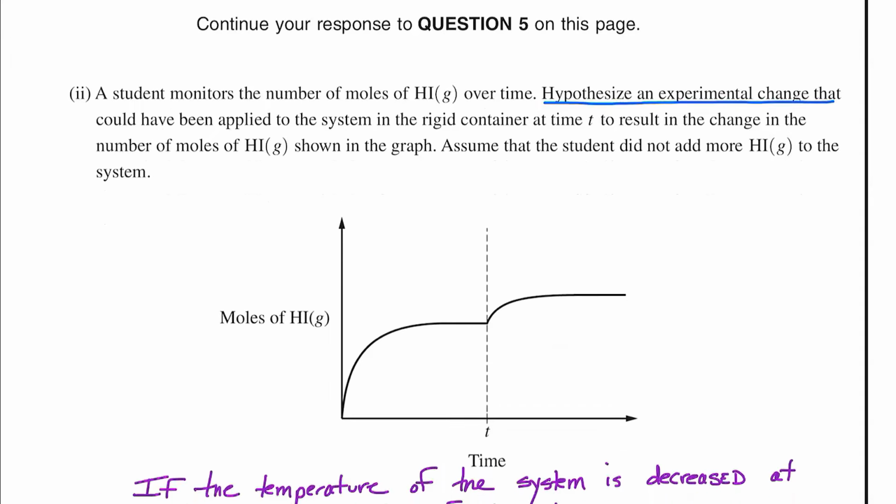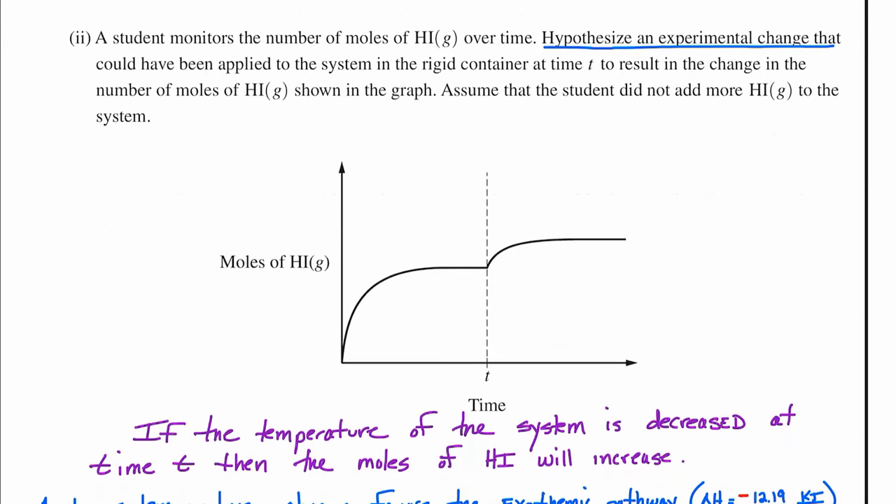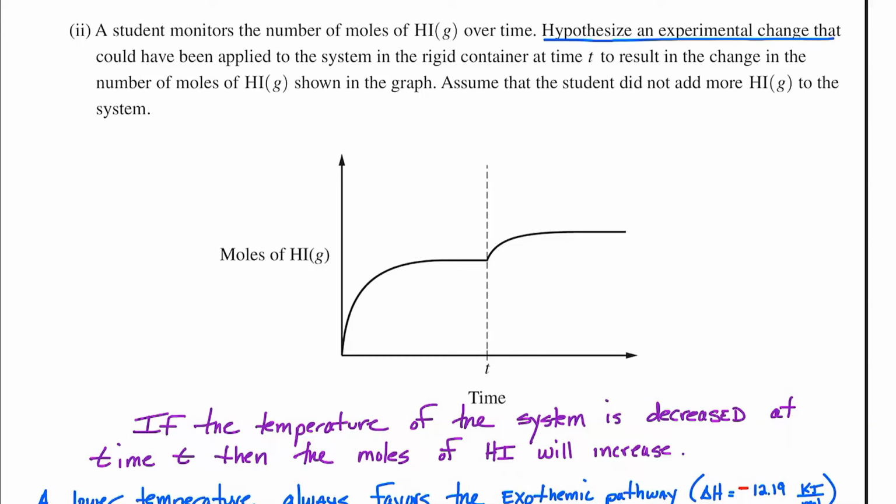Part II is that in this same problem, they want you to hypothesize an experimental change that could have been applied to the system in the rigid container at time t. All right. They said, though, and I didn't read this carefully the first time, but assume that the student did not add more HI to the system. So when I was reading this initially, I said that you couldn't add anything. I think I was thinking of another practice AP that I was reviewing.